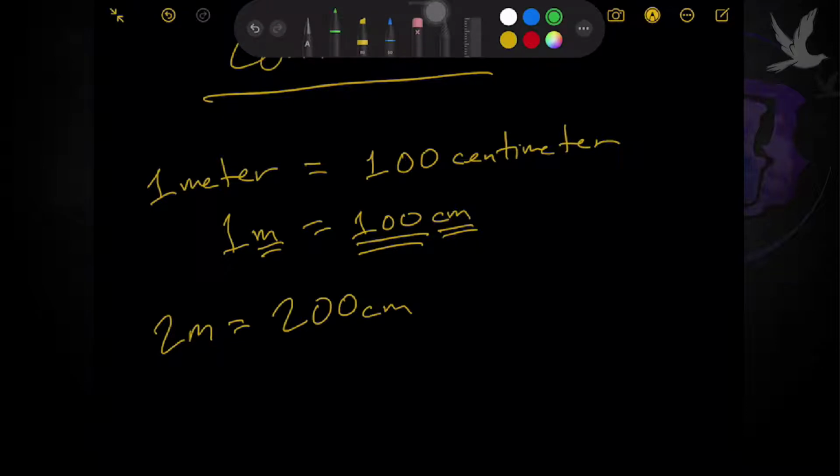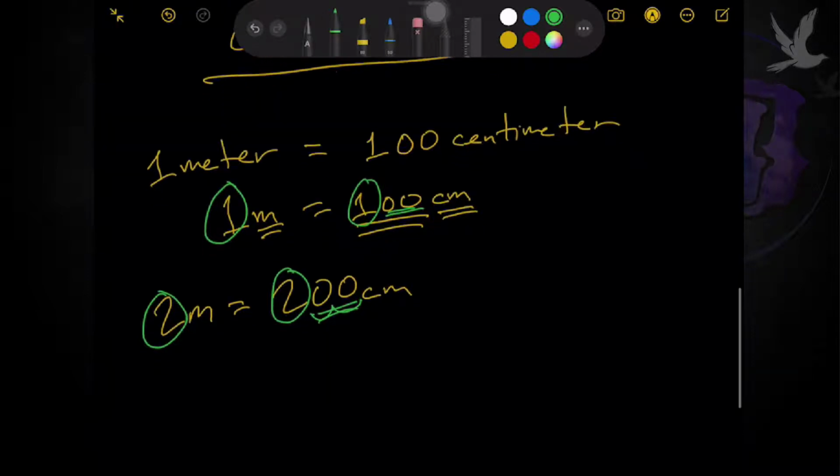Look at that. We have 1, 1. We just add 2 zeros after. You have 2, you have 2. We just add 2 zeros after. So basically there are two place values for meter to centimeters. We basically move two decimal places.